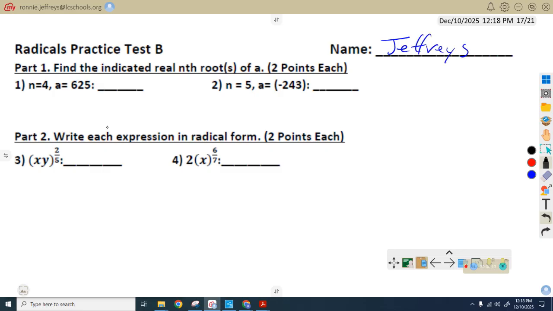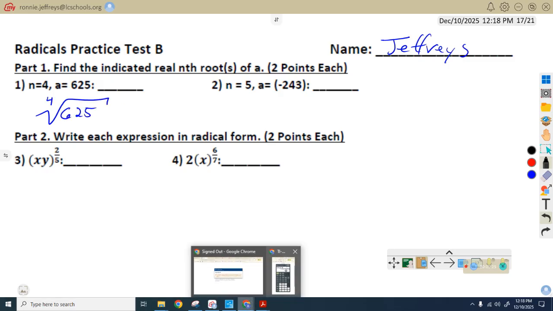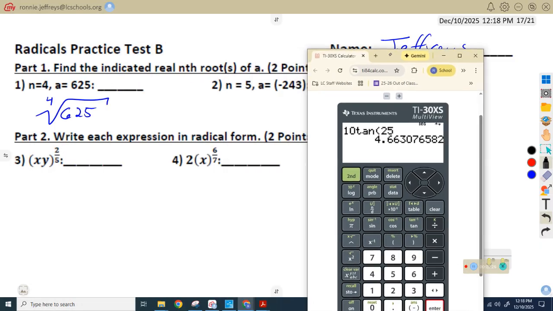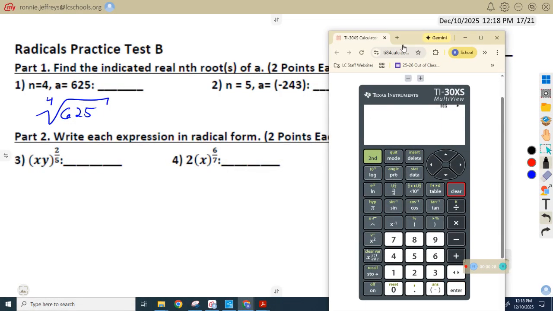Alright, so part 1. Remember, this goes like this. Okay, calculator work. 4, second, raise the roof, 625.